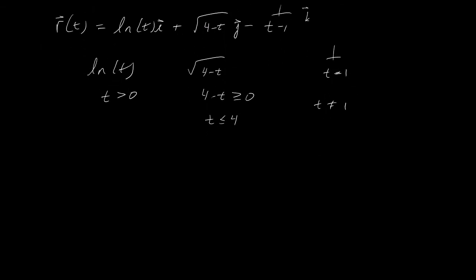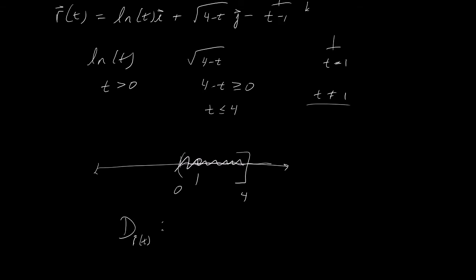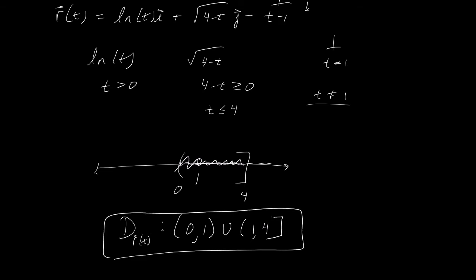Okay, so let's put all this together. I'm going to do it the old-fashioned way on a number line. You do not have to do this. I'm just doing it as a visualization in case anyone needs a refresher. So we've got t greater than 0, so that's all the numbers greater than 0. T less than or equal to 4, so I come here to 4. This is 0, this is 4, and it's going to be everything in here. And then we have to exclude the 1. So our domain for r of t is going to be given by 0 to 1, exclude the 1, union 1 to 4, include the 4. And so there's our domain in interval notation.